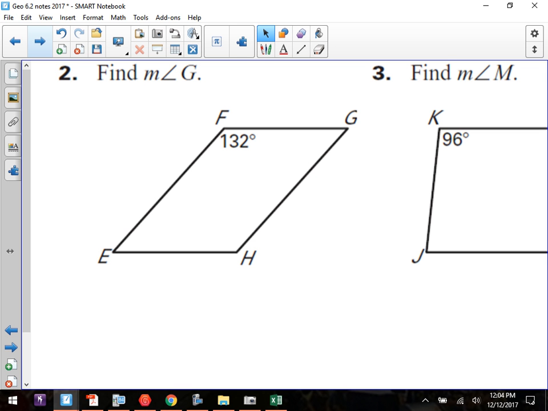If this is a parallelogram, and F is 132, is G a consecutive angle or an opposite angle? Which means it has to be equal or its supplement. There you go. I know this is really painful. I'm sorry. So the supplement to 132 would be 48. It's nice to have decent math for a change, isn't it? What would H be? 132. What would G or E be? 48.